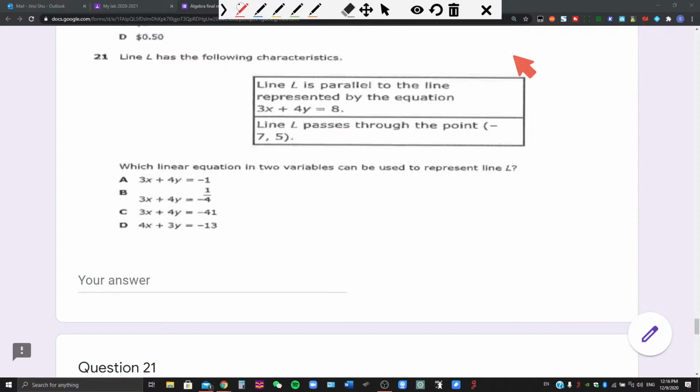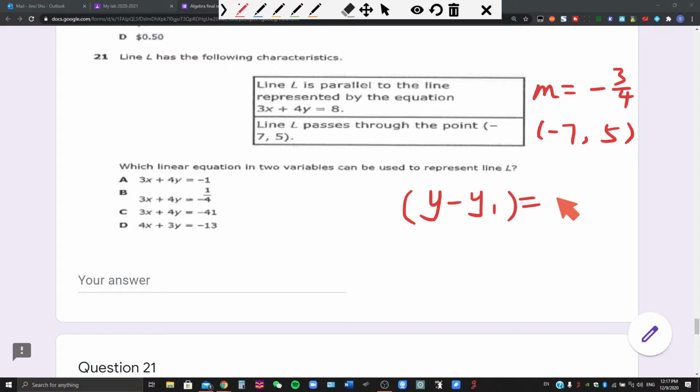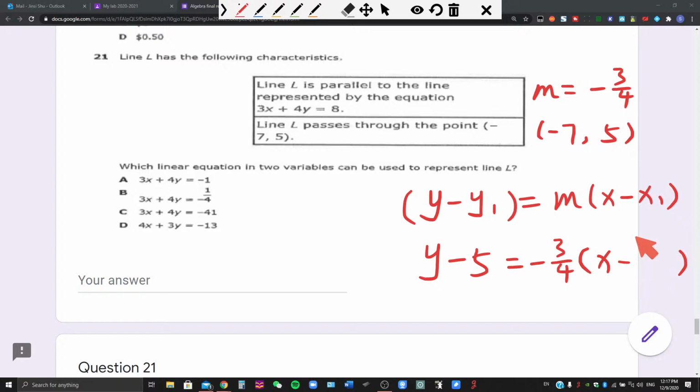Let's write it down. And we have a point, negative 7 and 5. And then we will use our point slope formula. That will be y subtract y1 equals m times x subtract x1. Right? Now let's just plug in. Y subtract y1, that will be 5, equals negative 3 over 4, and that's the m, multiplied by inside the parentheses x subtract x1, that's a negative 7.